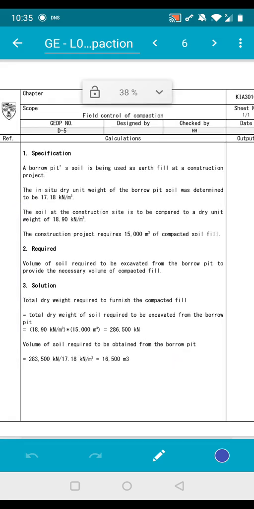Let's look at problem number 5. Still in the scope of field control of compaction. Specification. A borrow pit soil is being used as earth fill at a construction project. The in-situ dry unit weight of the borrow pit soil was determined to be 17.18 kilonewton per meter cube. The soil at the construction site is to be compacted to a dry unit weight of 18.90 kilonewton per meter cube. The construction project requires 15,000 meter cube of compacted soil fill. And what is required? Volume of soil required to be excavated from the borrow pit to provide the necessary volume of compacted fill.